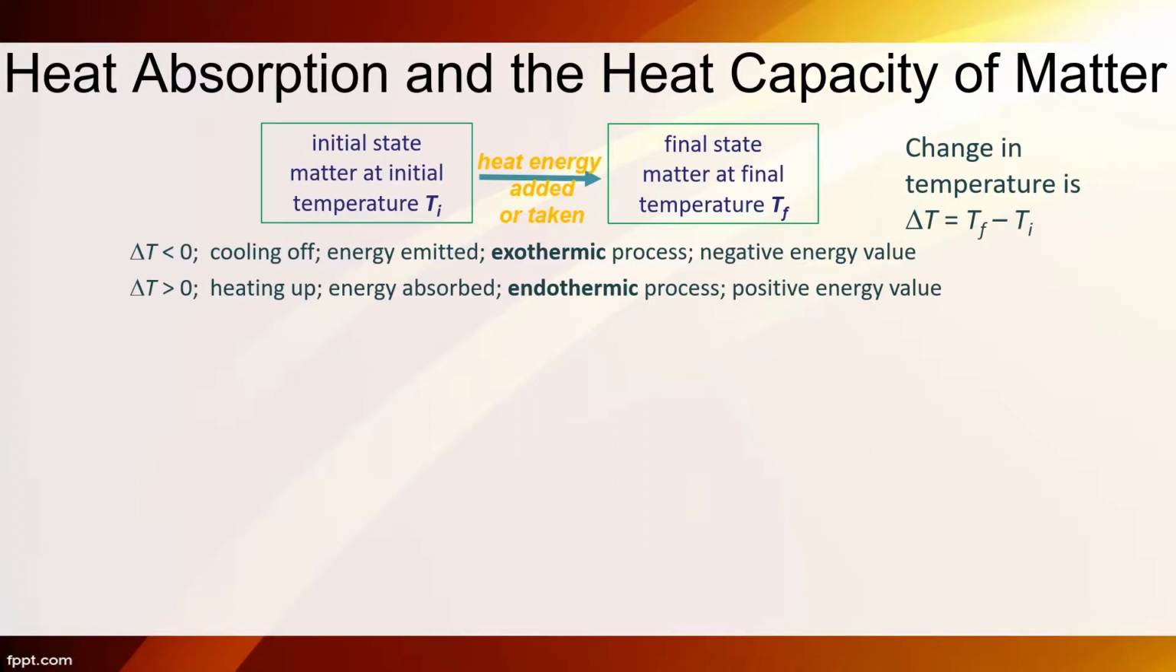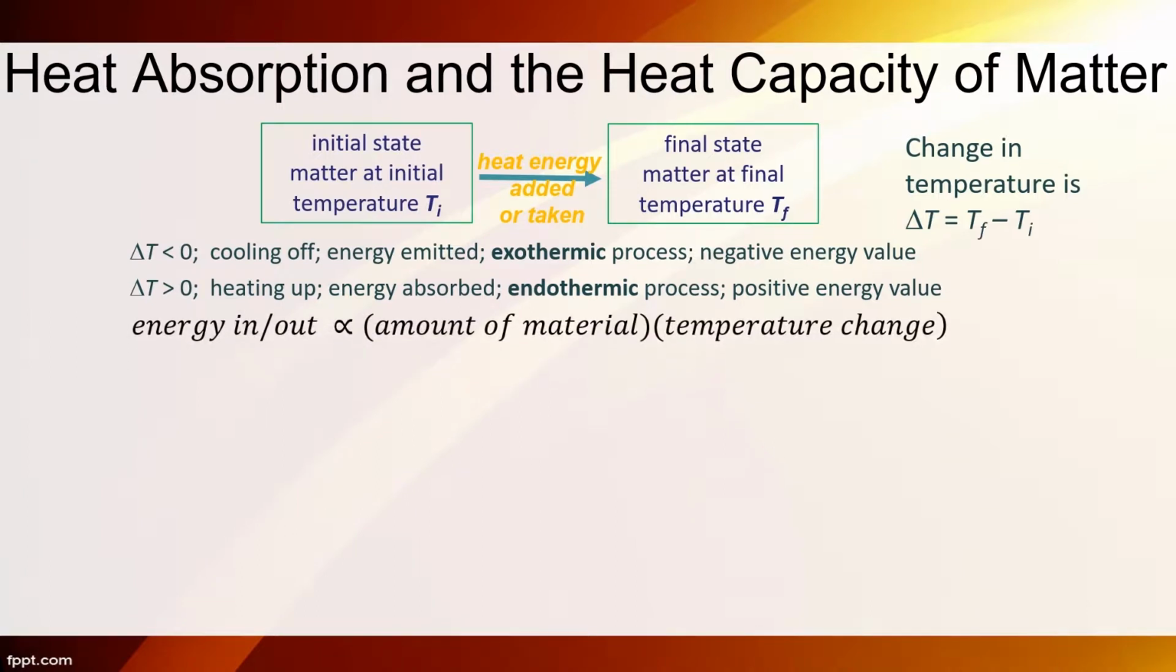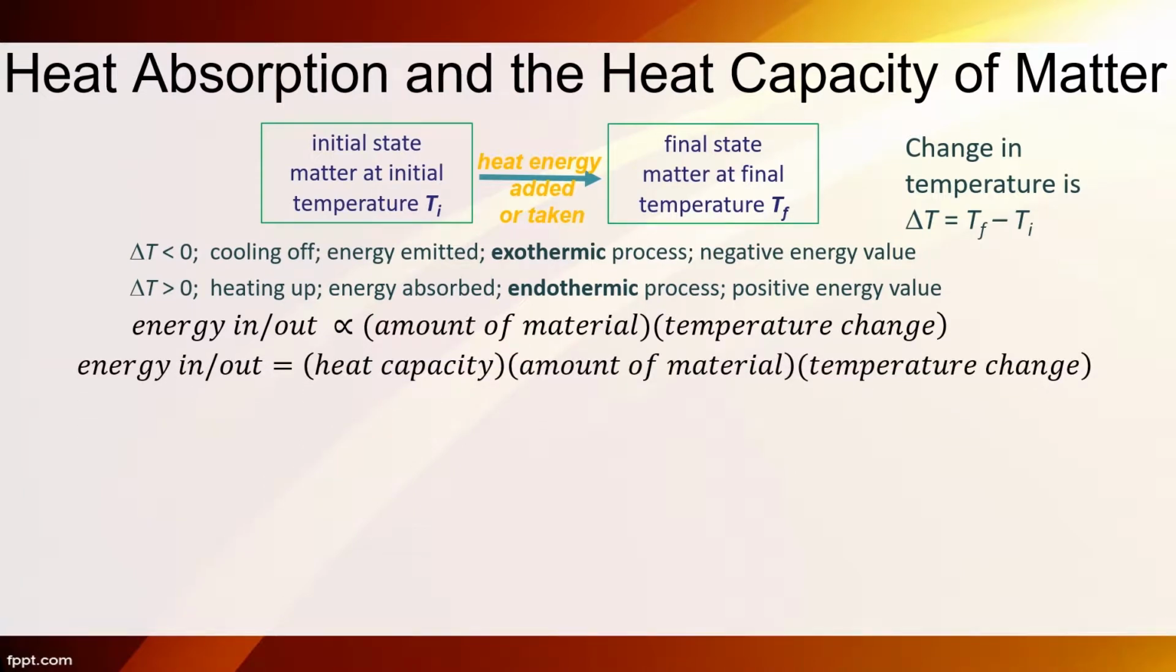For moderate temperature changes, we can assume that the amount of heat energy absorbed or lost is directly dependent on the amount of matter and the extent of change in the temperature of the matter, delta T. This change should be an absolute result, in that if there is no temperature change or there is no material present, the energy absorbed will be zero.